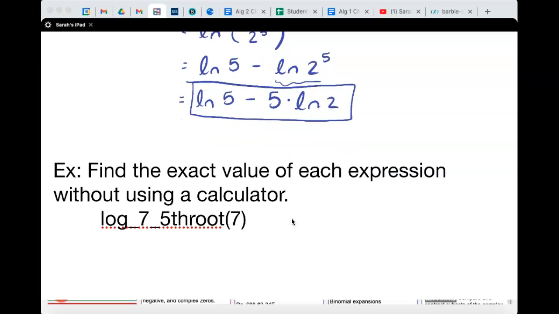Find the exact value of each expression without using a calculator. Fantastic. So this reads log base 7 of the 5th root of 7. Basically we want to use the product property, the quotient property, or the power property to rewrite this so that I get an exact value and not just type this in using the change of base formula. So, does anybody know how to rewrite the fifth root of 7?